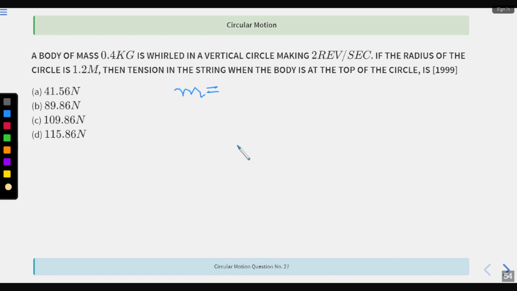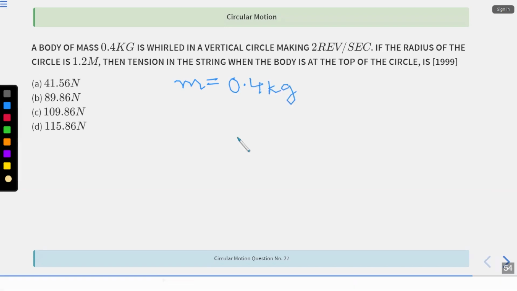Then the tension in the string when the body is at the top of the circle is. So the mass they have given as 0.4 kg. And then the frequency they have given it as 2 revolutions per second. The radius is 1.2 meter.